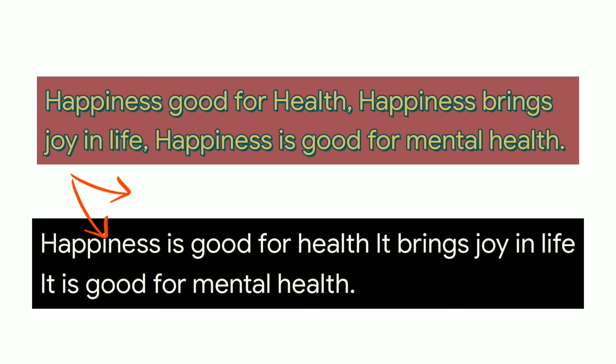So instead of using the noun happiness in the sentence, we use pronouns. Then the sentence will become like this: first we have to denote which noun we are talking about. So first we use happiness. Happiness is good for health. And then we use it: it is good for life. It is good for mental health. It gives you joy in life. So the pronoun it is used for the noun happiness.